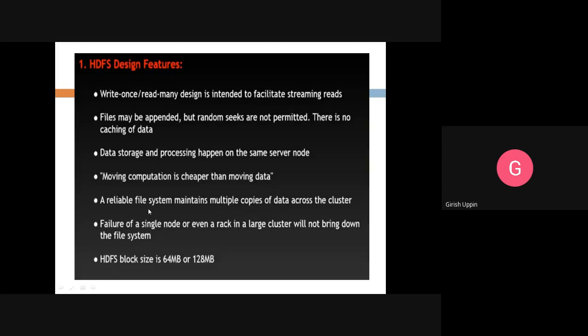A reliable file system maintains multiple copies of data across the cluster. Whatever data gets stored in HDFS will be stored in multiple copies. Suppose you have 100 MB of data. That 100 MB will be copied in multiple data nodes, maybe 2 to 3 data nodes, depending upon your cluster size.